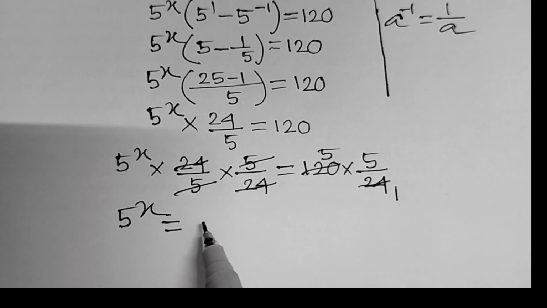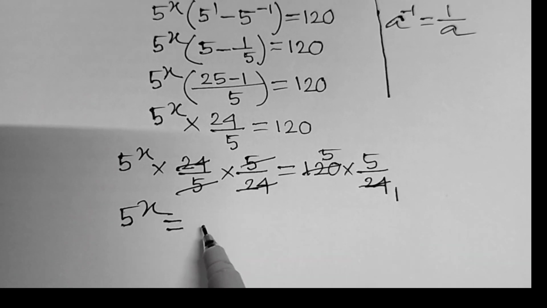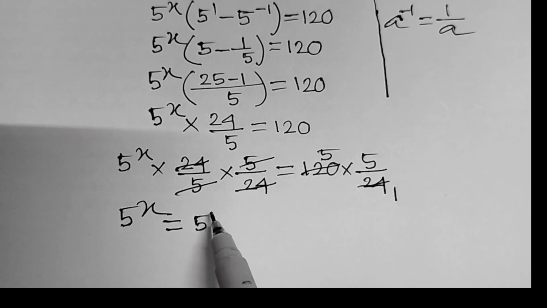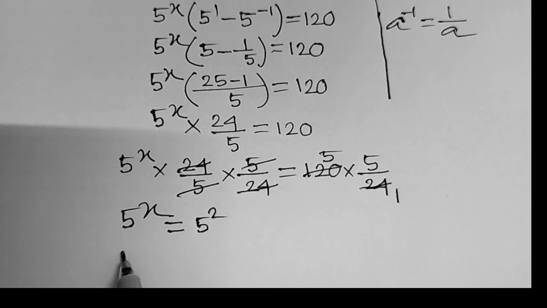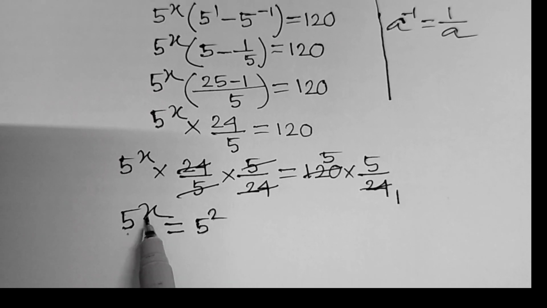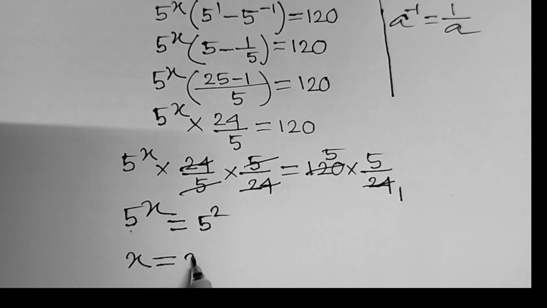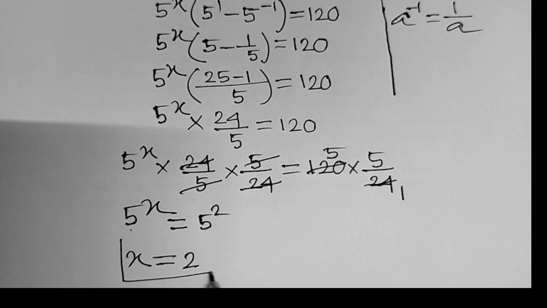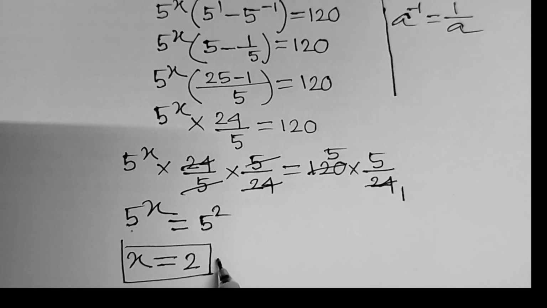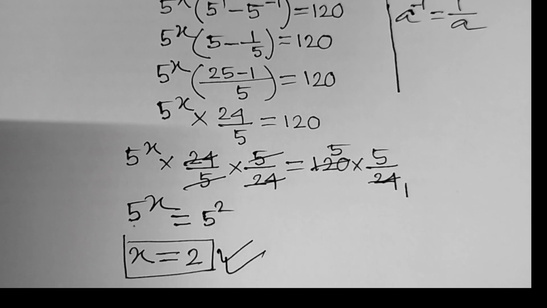5 times 5, that is 5^2. Here the bases are equal, therefore the powers will be equal. Therefore x equals 2. This is our required solution of the given equation.